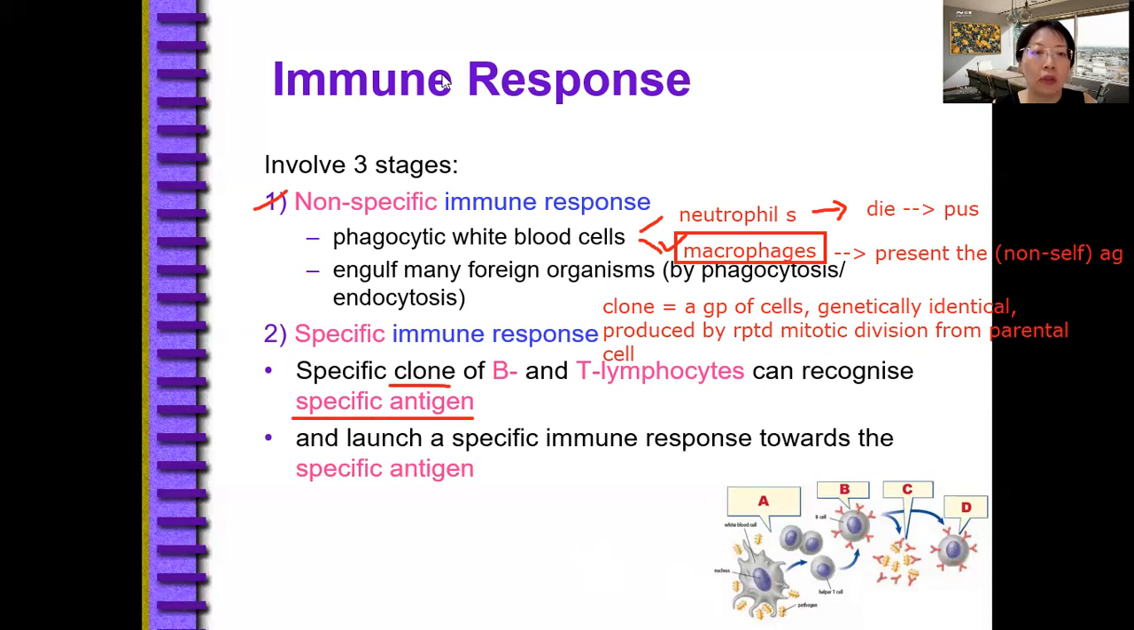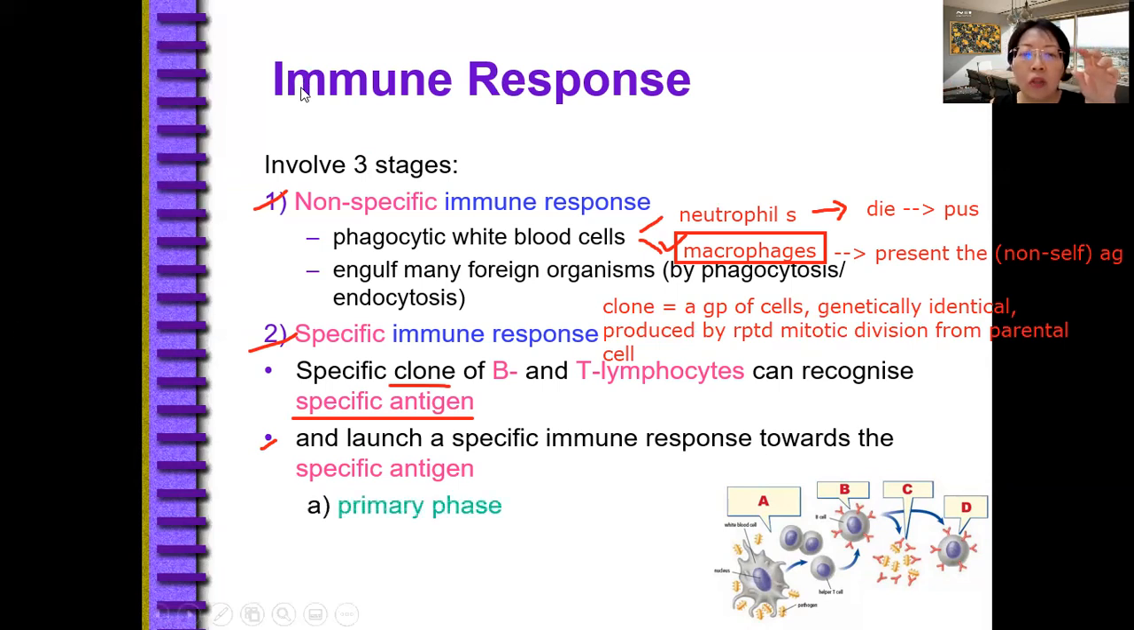When they recognize it, they will launch a specific immune response just towards that specific antigen. That's why they only target HIV virus. They don't target Vibrio cholerae, they don't care. Plasmodium falciparum, don't care. This is called specific immune response. They only target the specific foreign antigen that activates them.